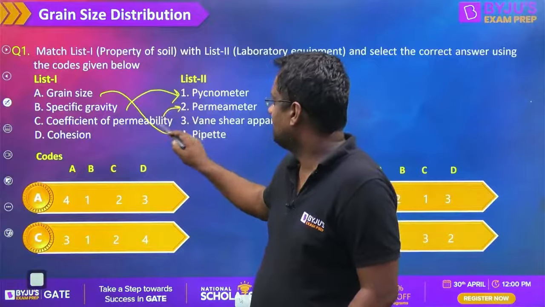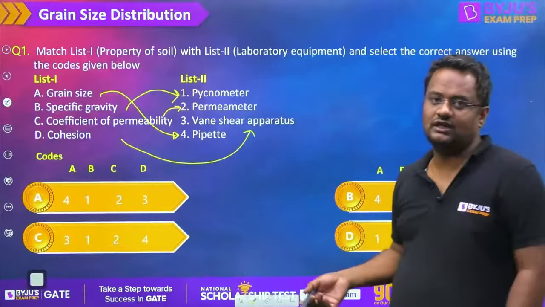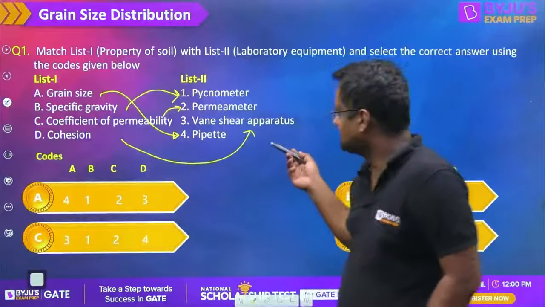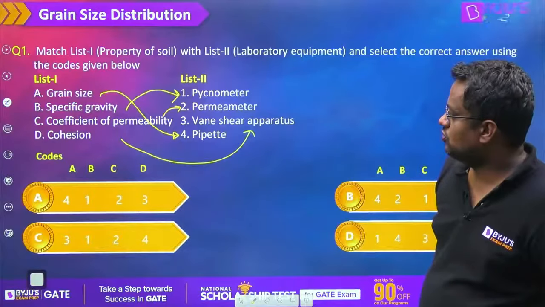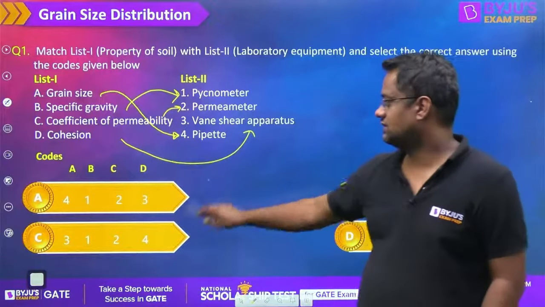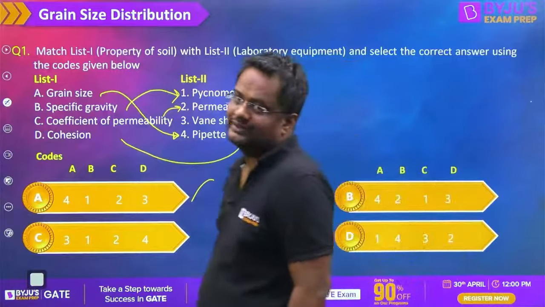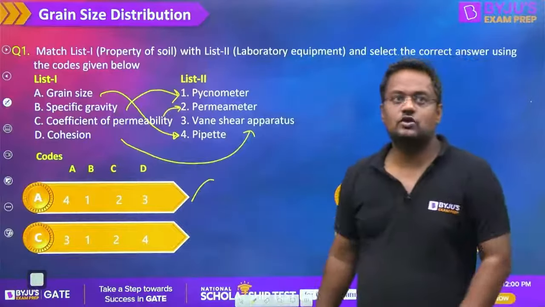Permeability is from permeameter, and cohesion for soft clays which are sensitive has to be done in the field, because in the lab their properties will be drastically changed. So soft clays are very sensitive, so that is for vane shear test. So it will be 4, 1, 2 and last is 3. 4, 1, 2, 3, that is option number A.